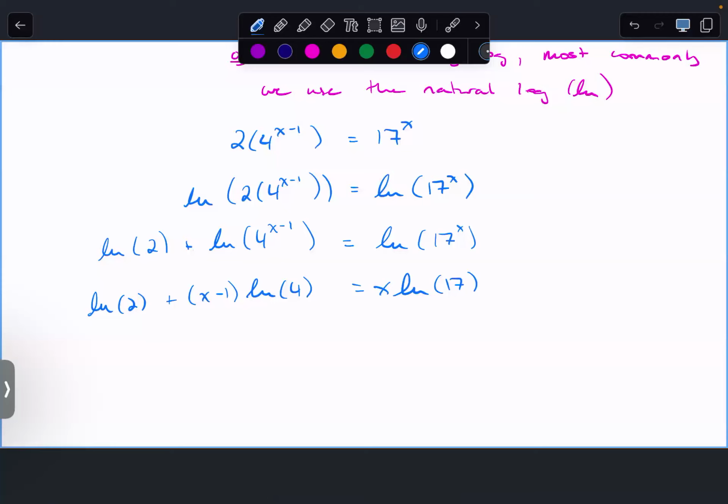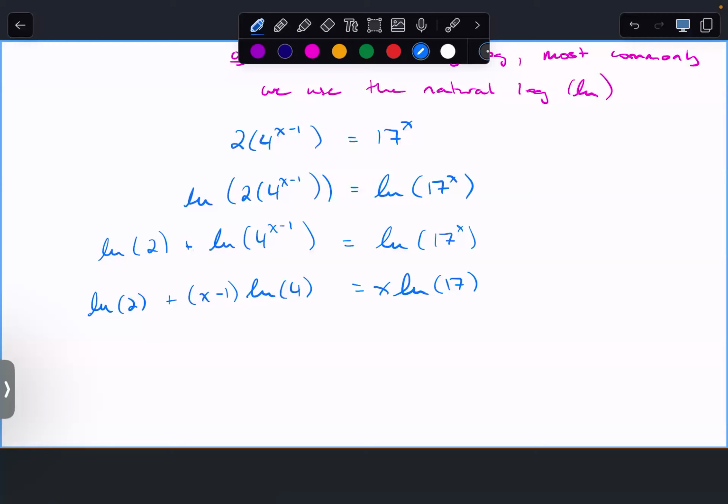Now my x's are free to access, right? They're not in the power anymore. Now I can actually use them as x's, and I can collect like terms, and I can finally solve for x, which is nice.